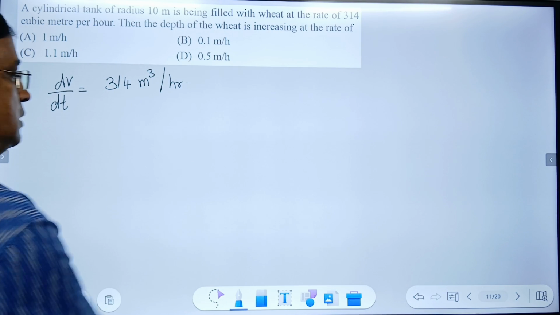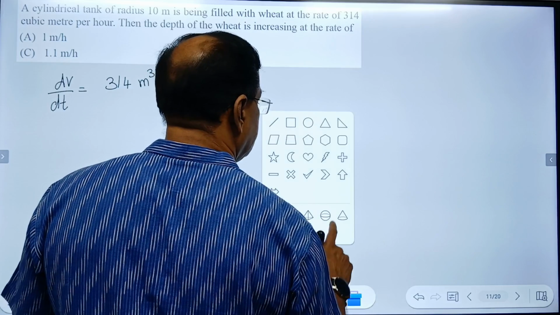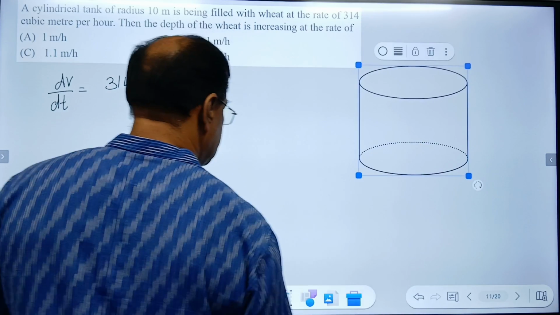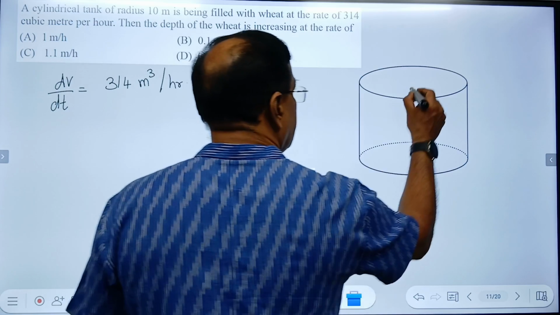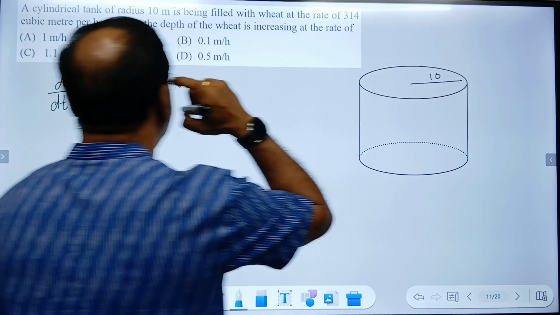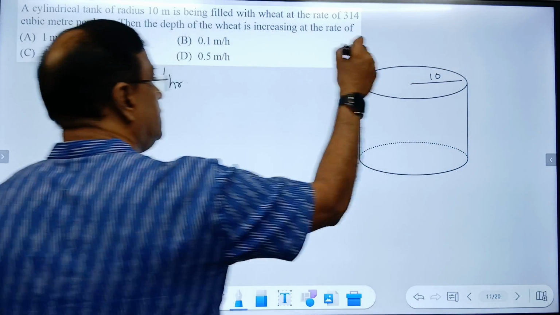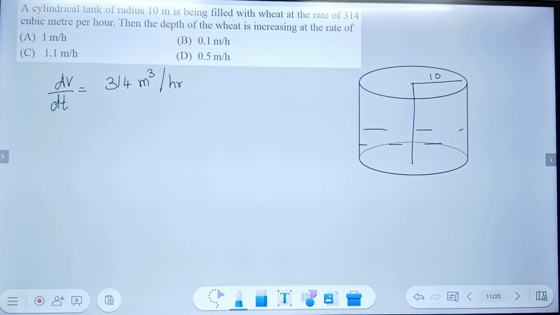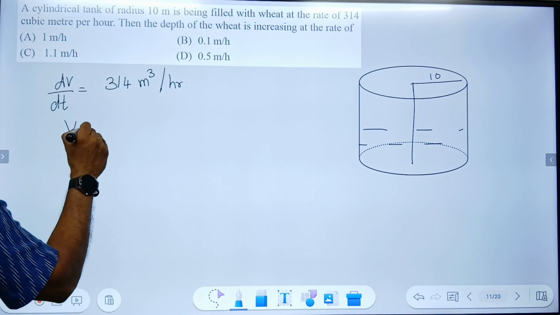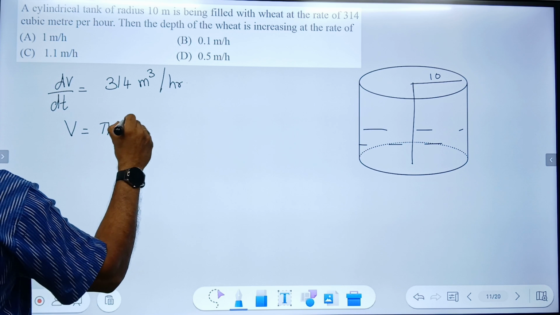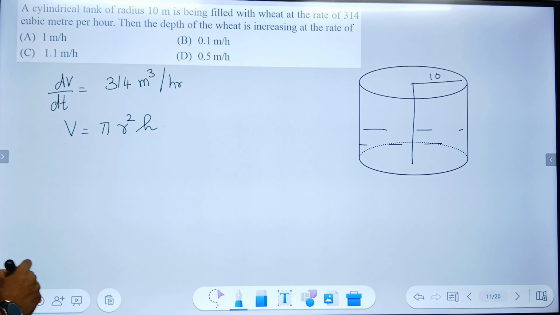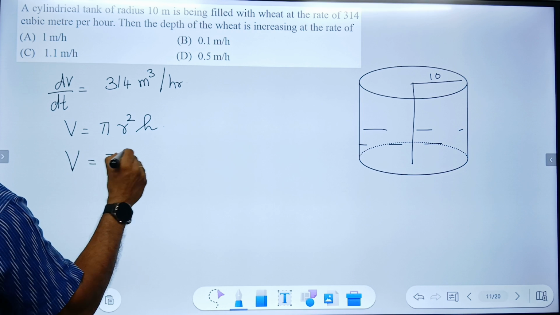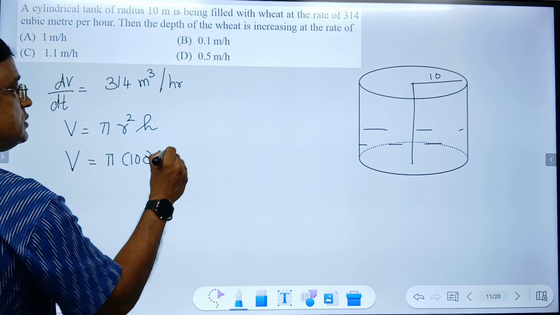Now this is a cylinder, and the radius does not change. So radius is 10. When you keep pouring wheat, definitely the height is going to change, right? The height will change. So what is the volume of a cylinder? Pi r square h. What is r here? r is nothing but 10. So it is 100 pi h.